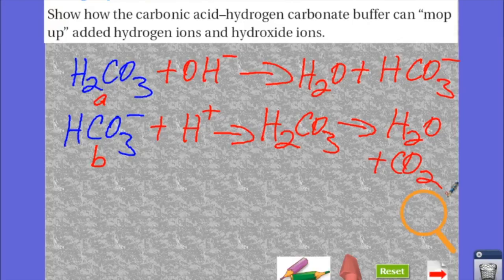You have other buffers in your body. There are many proteins in your body that would not be able to do their jobs if your blood pH is not at 7.4. So because of buffers, you can function. Those proteins can do what they are supposed to do. I hope this helped. If you have any questions, bring them to class.